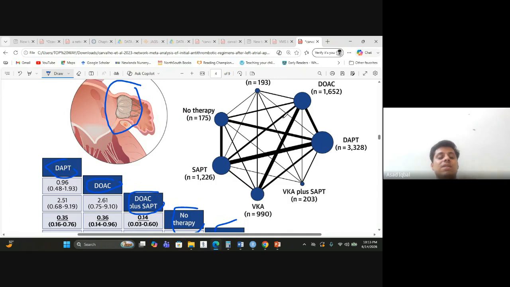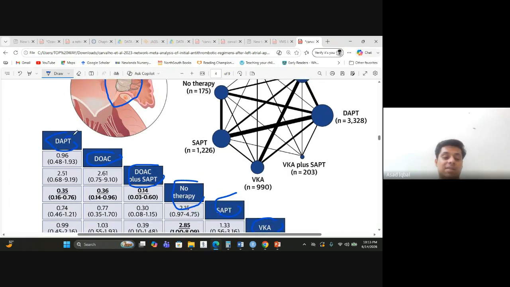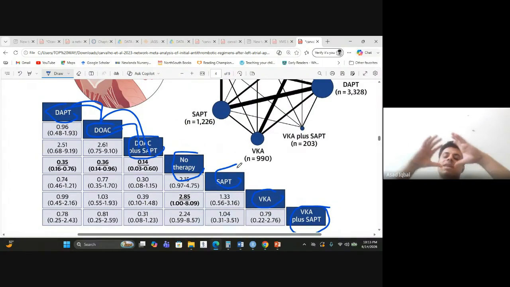Maybe some studies compare this and this, maybe some study compares this and this, but a network meta-analysis combines all the arms, and then it shows you which treatment effect is good. And there are different plots and figures in network meta-analysis about which you need to know.